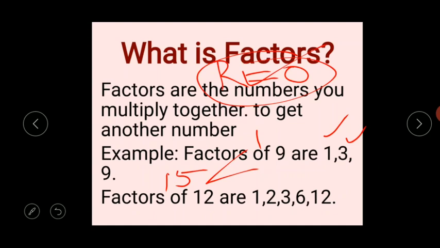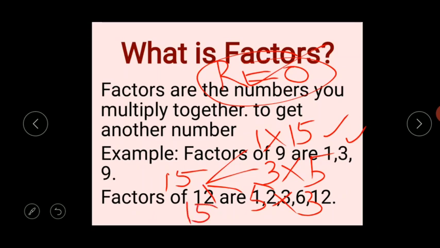So 1 into 15 is 15. Next, 2 cannot divide, so 3 will be the next factor of 15. 3 fives are 15. Next, 5 into 3, yes, we can say that. Can any other number divide 15? No, so 15 into 1 is 15. This is the overall concept of factors, with an example. You will solve more in self practice 6A.